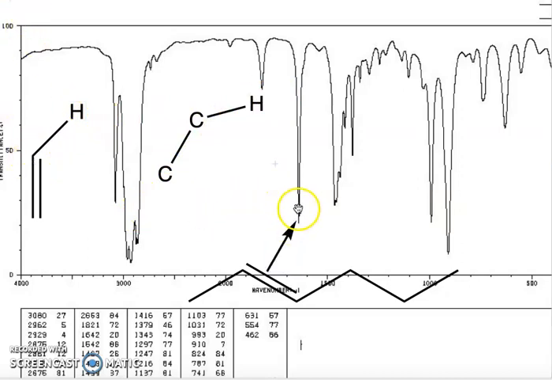We also want to look at this peak right here. It's at about 1650 or so, a little bit lower than the C=O peak. This is from the C=C. It's a little bit lower in frequency compared to the C=O peak, as I said, 1650 versus 1700, and it's also a little bit weaker. So these are the peaks we look for in our alkenes.